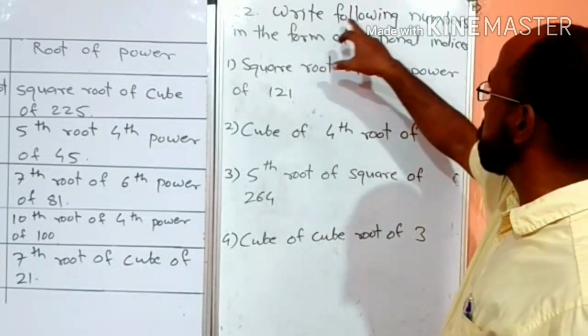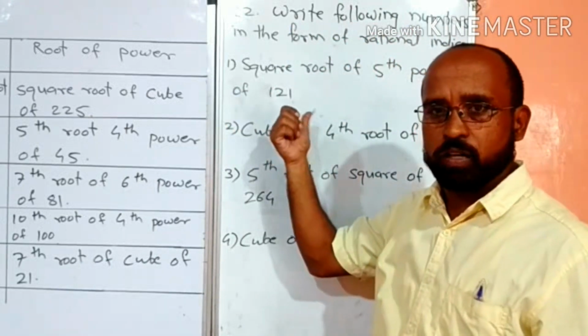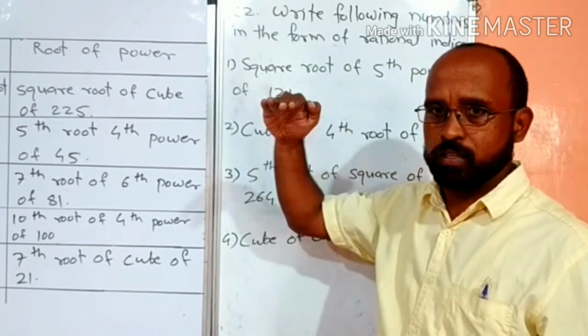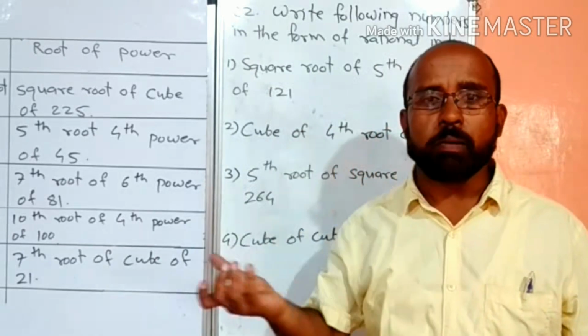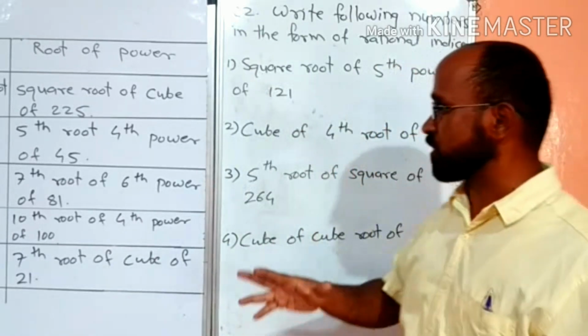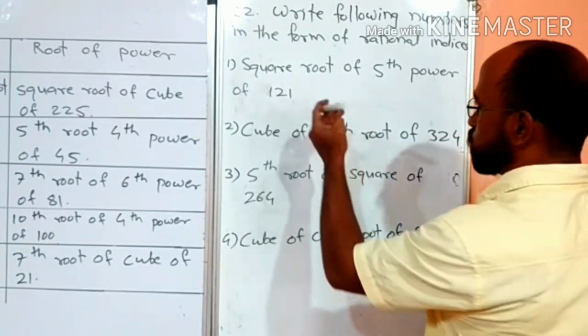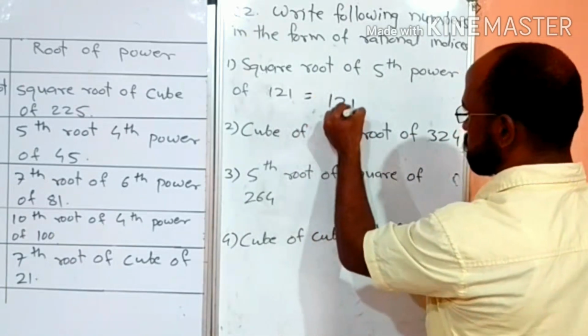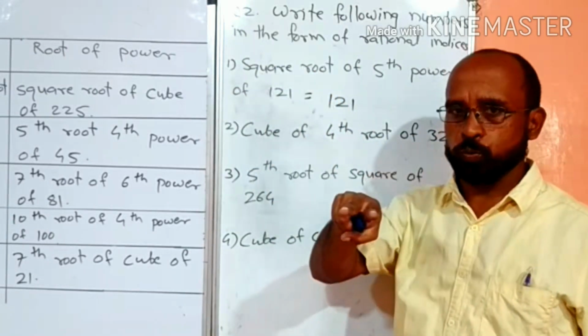Now let us see second question. Second question is write following numbers in the form of rational indices. Number is given in the word, we have to write it in the form of index. And index is in the form of rational number, means m upon n in the form of fraction. Square root of fifth power of 121. So this 121 is base. What is the root? Root is square, means root is 2.